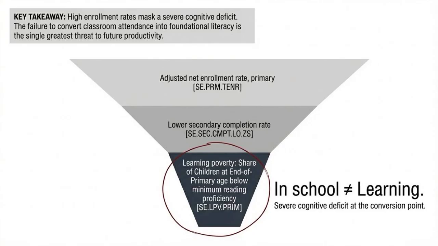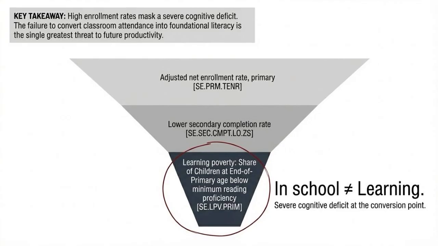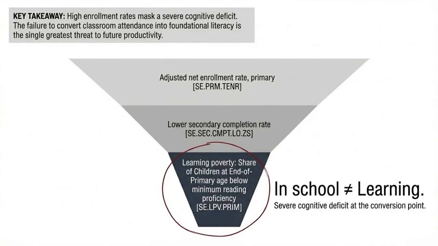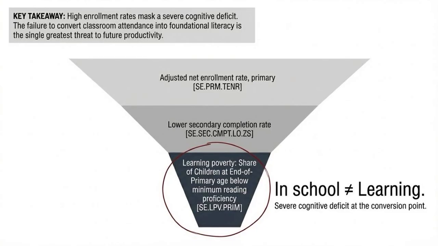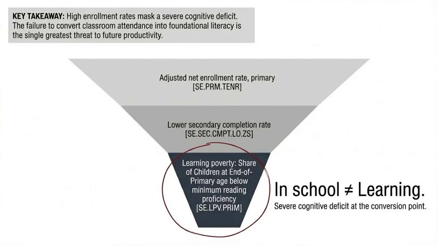We look at the top of the funnel, which is the adjusted net primary school enrollment rate. In many countries, even those struggling economically, this number is incredibly high, often in the upper 90s. Governments and international organizations have been remarkably successful at getting children into physical school buildings. But the top of the funnel only measures attendance.